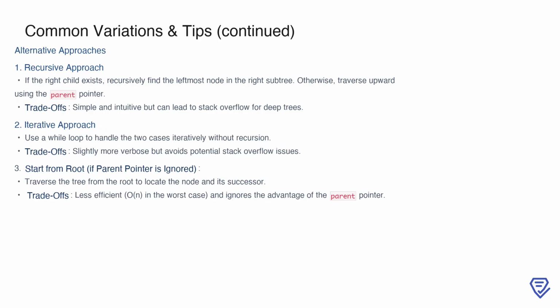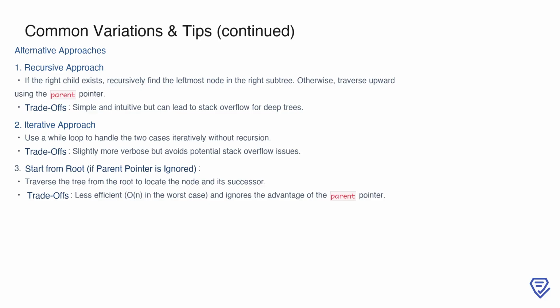There are multiple approaches you can take to solve this problem, each with its own trade-offs. The recursive approach is simple and intuitive. If the node has a right child, recursively find the leftmost node in the right subtree. Otherwise, traverse upward using the parent pointer. However, this approach risks stack overflow for deep trees. Alternatively, the iterative approach uses a while loop to handle the same two cases without recursion. While slightly more verbose, it avoids the risk of stack overflow and is often preferred for its robustness.